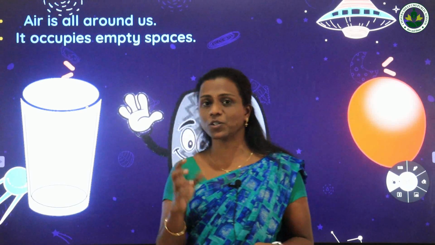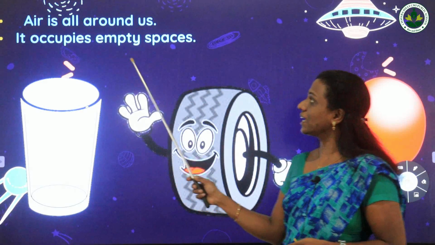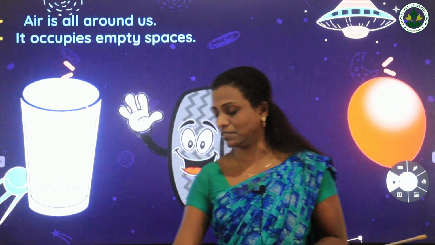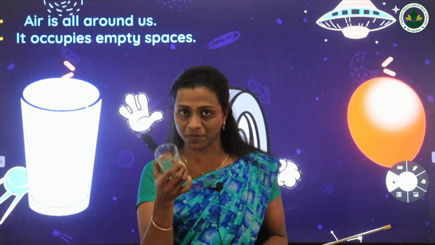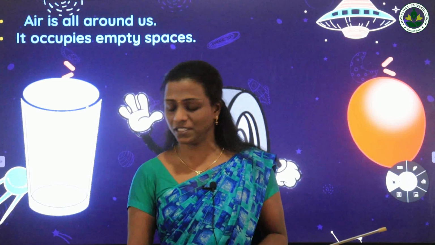We can't see air, that's why air is present inside the glass. So wherever space is there, air will go and occupy it. So air occupies space. So air is all around us. Air occupies empty spaces. A glass, for example, is empty. There is nothing inside the glass, but air is present there.